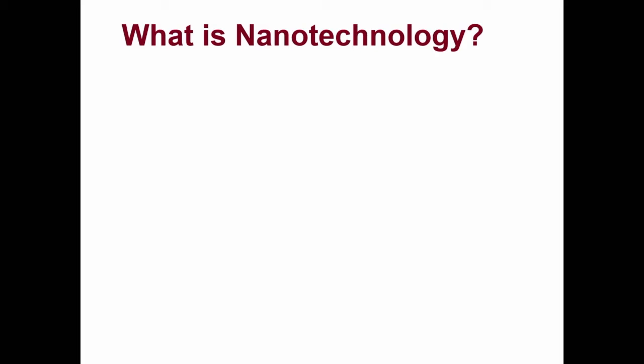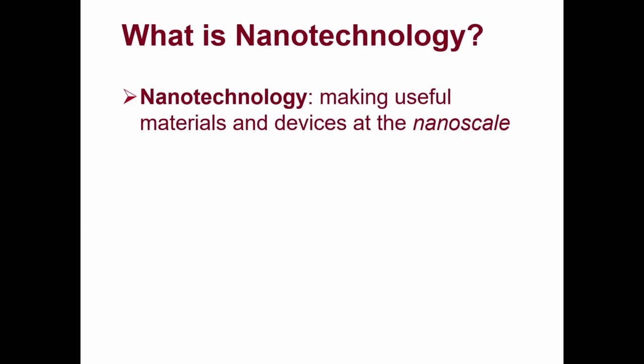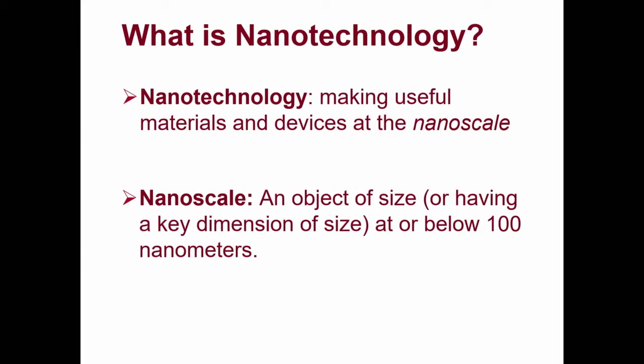So I'd like to first introduce what nanotechnology is, give us some definitions. A common definition of nanotechnology is making something useful, a material or a device, that has some key component at the nanoscale. Well, what is a nanoscale? Nanoscale refers to anything that has a size at or below about 100 nanometers. It could be the size of the object, or it could be some key component inside the object, but what is making it work is at or below 100 nanometers.